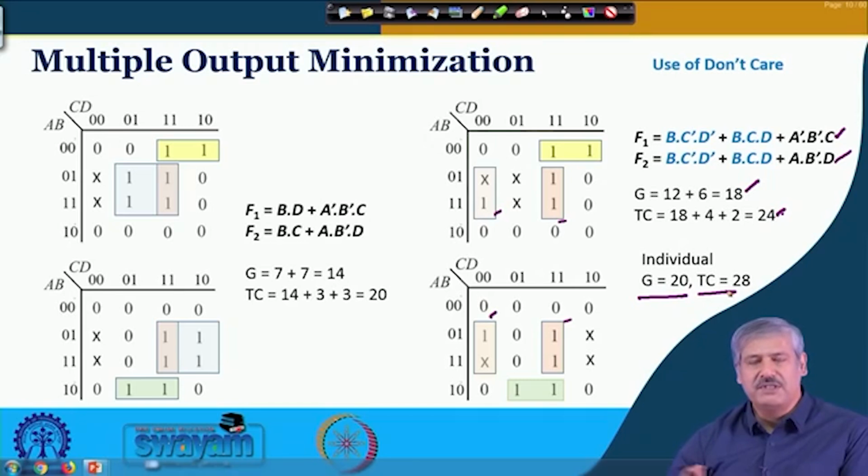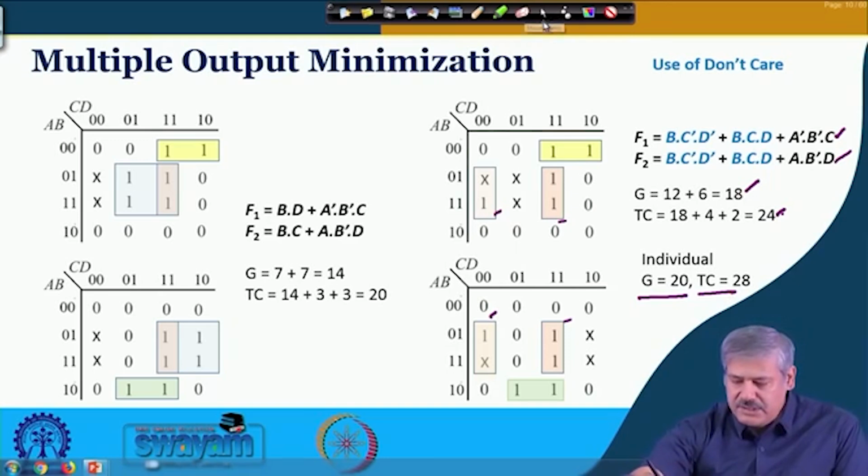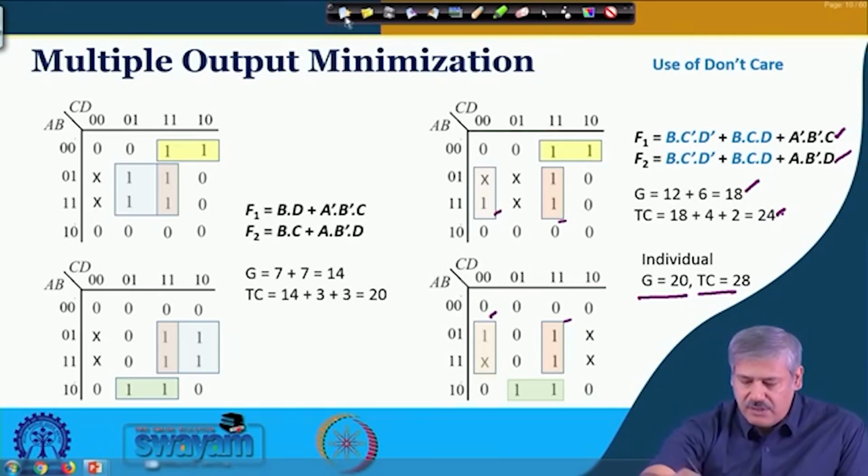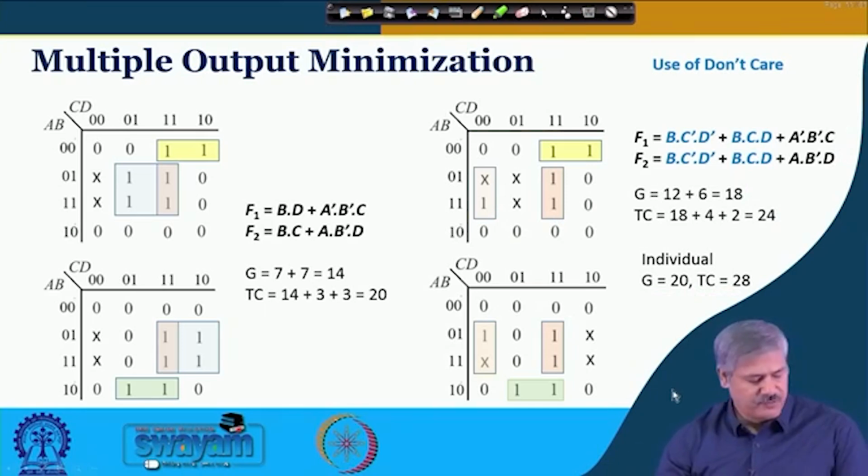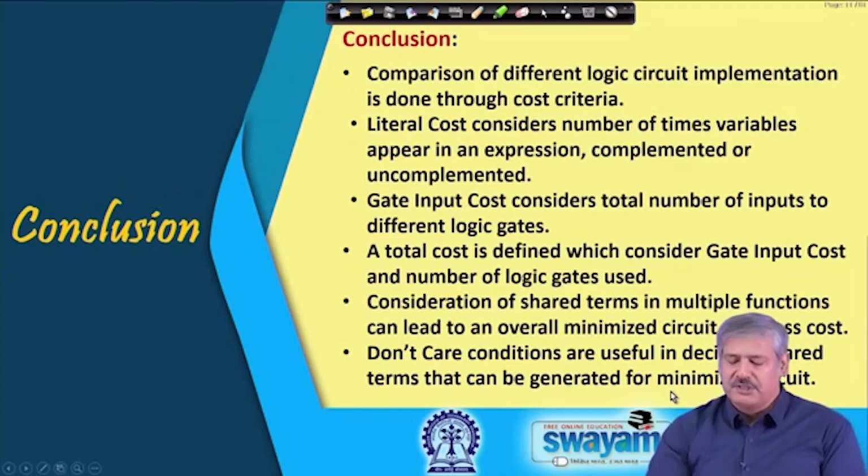So, this is a different way for multiple output minimization using the cost criteria that we have defined. We can look into it and pick up the one which is favorable, and this was for 2 outputs. Similarly, you can extend it for 3 outputs. I know this is more complex, but the concept remains the same. So, with this we come to the conclusion of this particular class.